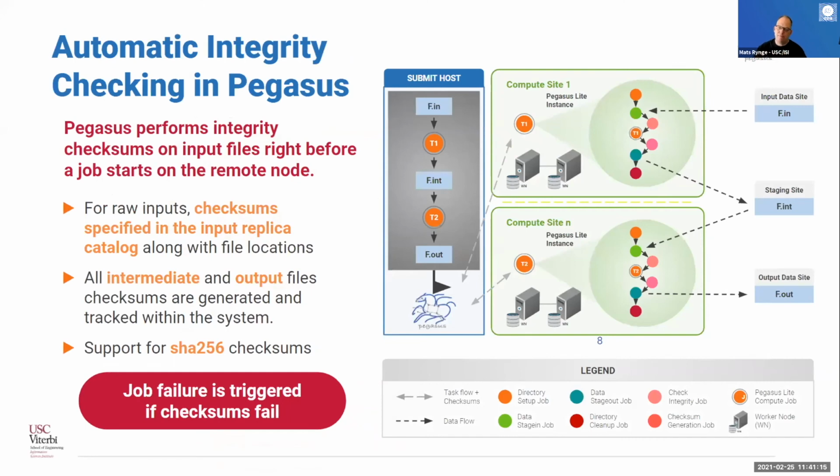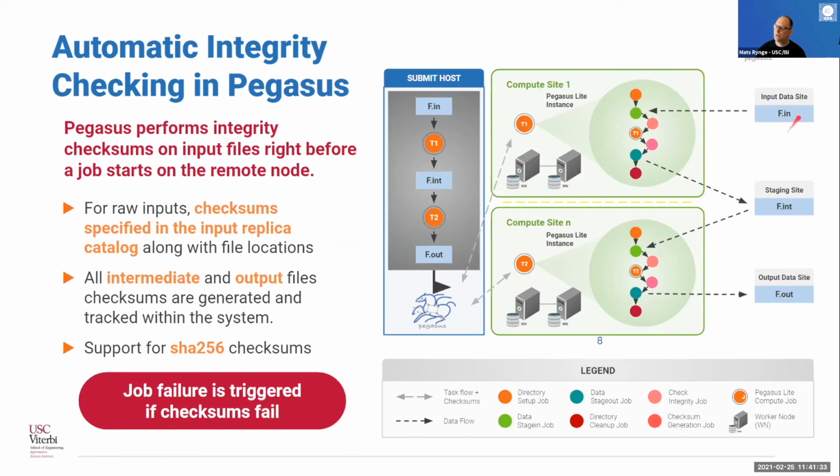Another thing that we have mentioned during this meeting, but haven't really gone into, is automatic integrity checking in Pegasus. This is happening automatically, and you don't really have to worry about it, but it's a feature that I think is a good value add onto Pegasus.